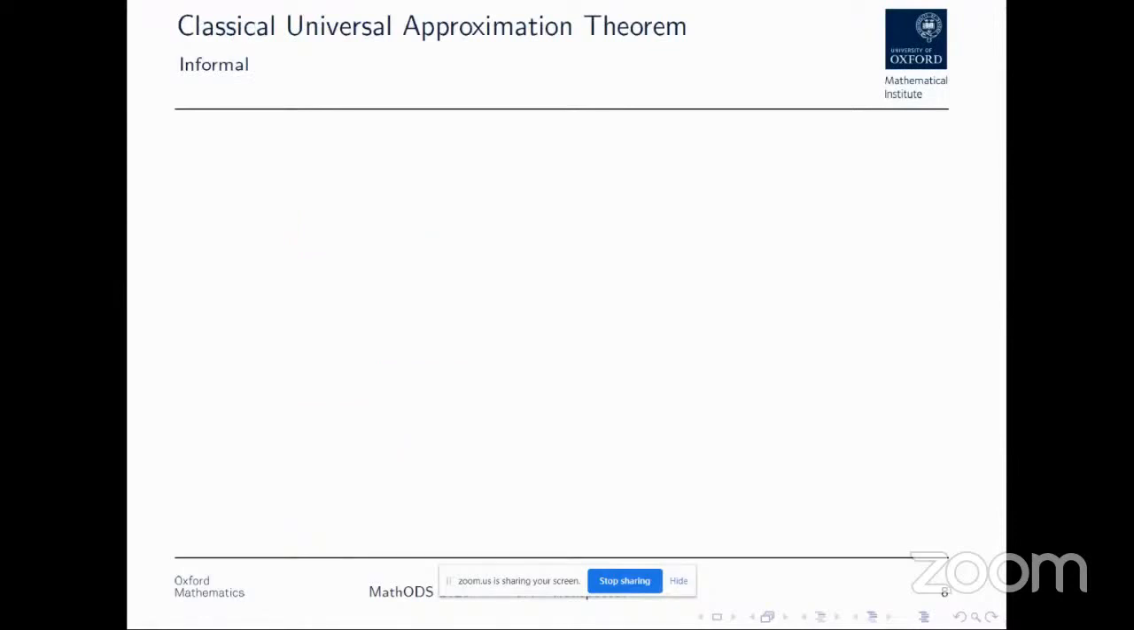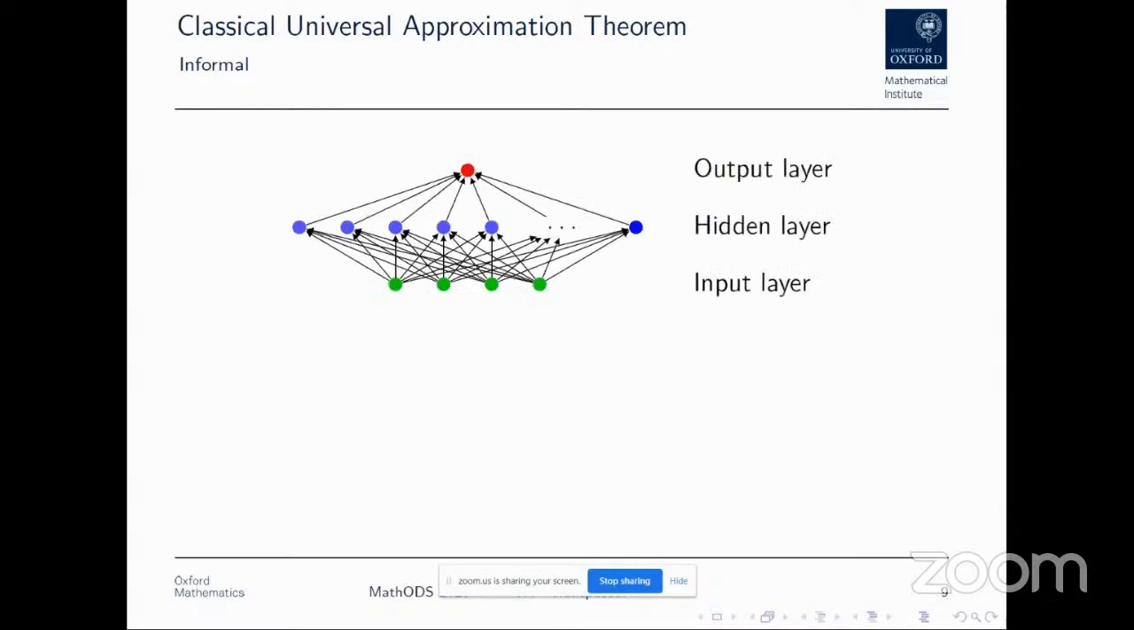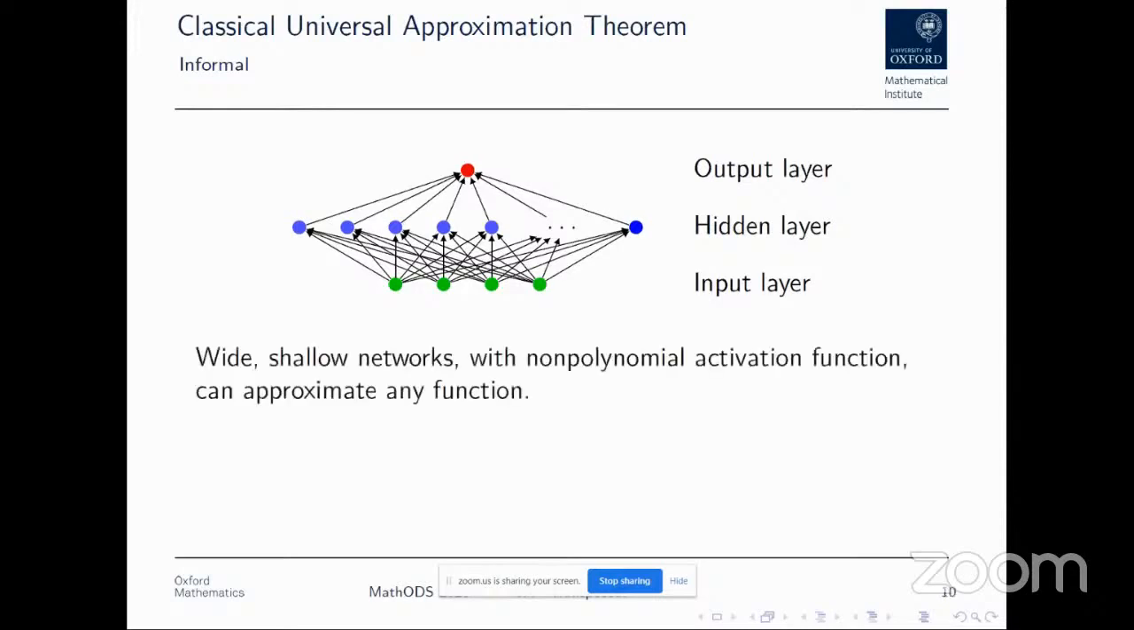Let's start off with the informal picture, or as I was once told in undergraduate, proof by dodgy diagram. For this particular version, the idea is you have this single hidden layer neural network. You've got some number of nodes in the input layer, this one hidden layer, which we will allow ourselves to take arbitrarily wide, and then this one single output neuron. And then the classical theorem, informally put, states these sorts of wide, shallow networks with a non-polynomial activation can approximate any function.